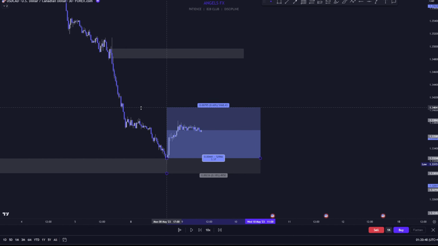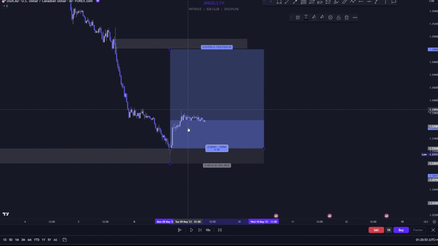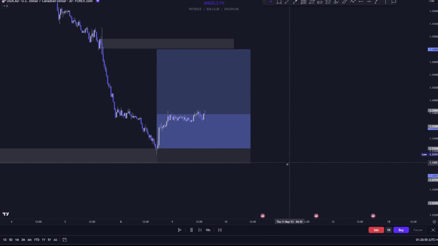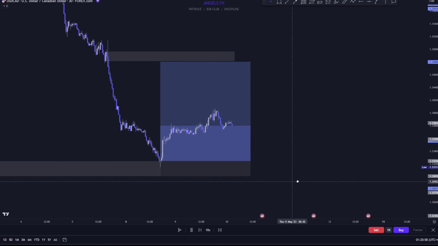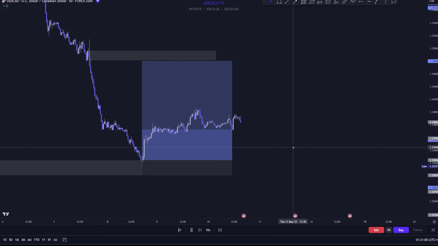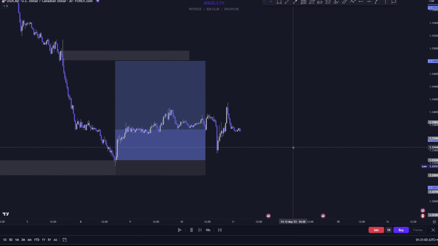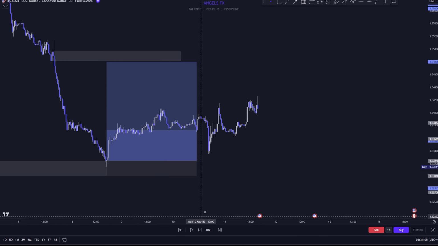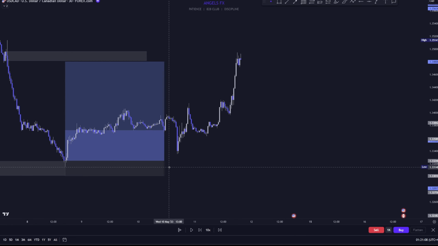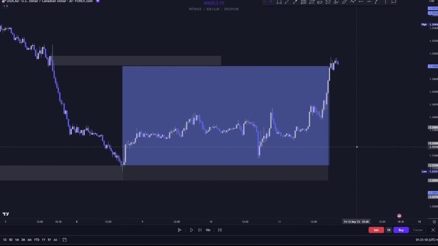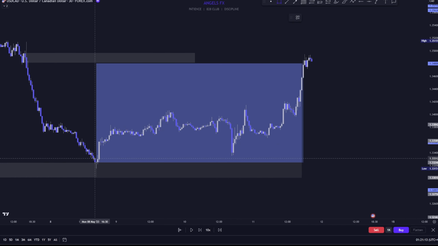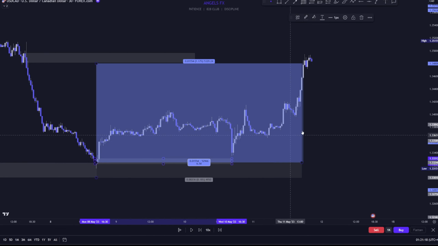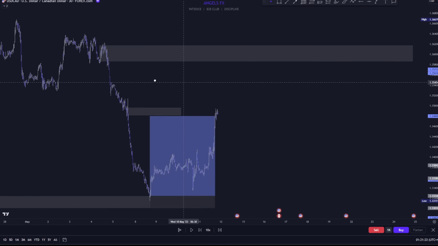You can take partials also here. 1, 2, 3. Nice one. But let's see why it's consolidating. Yes, we hit our take profit, as you can see. And you could have a second entry here on this demand zone. But we missed it, no problem. We still have this move. So this is how price moves, okay?